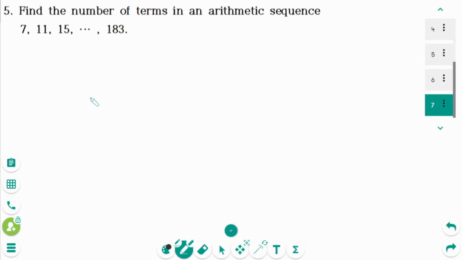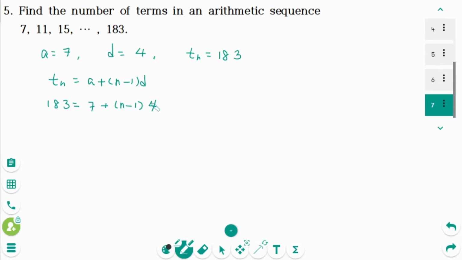Number 5, the first term a equals 7. The common difference d equals 4. Then the nth term tn equals 183. General term tn equals a plus n minus 1 d. Then 183 equals 7 plus n minus 1 times 4.